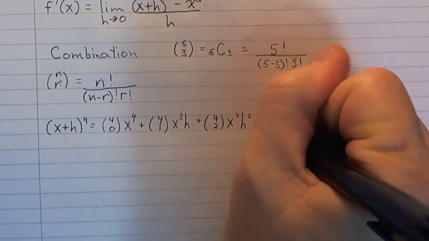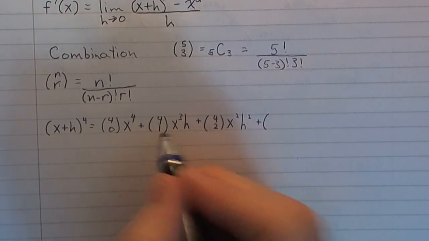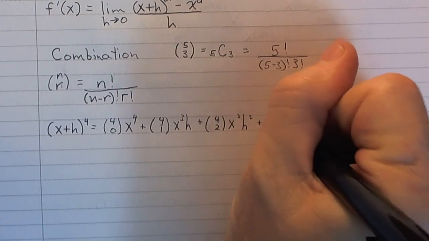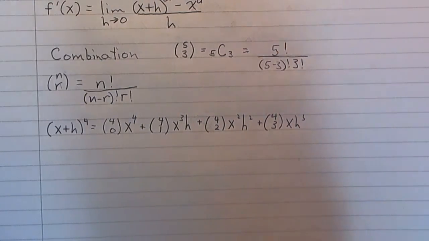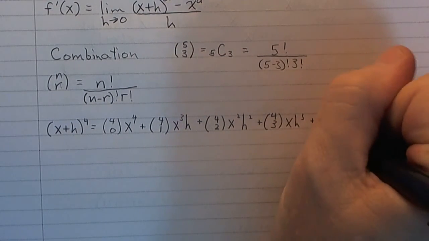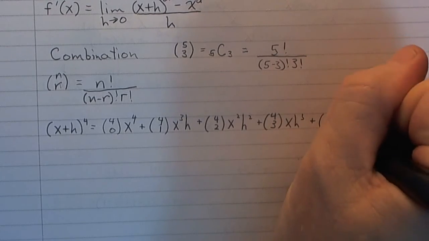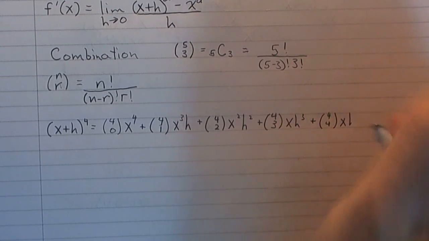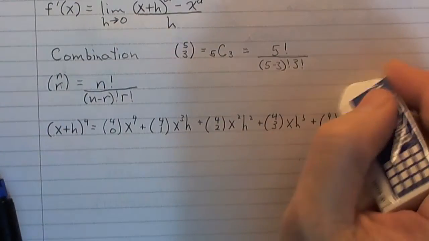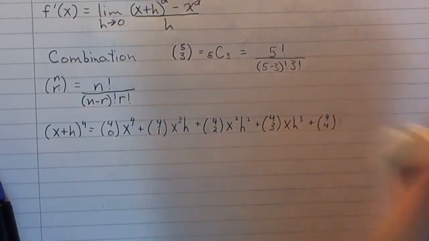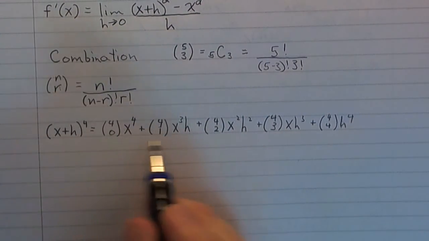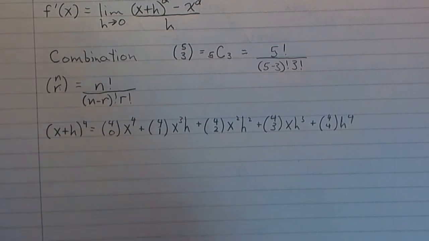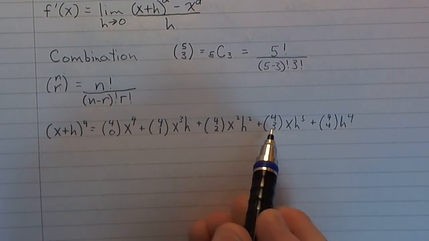And then you can see with the next, it goes 0, 1, 2. This is going to be 4 things taken 3 at a time, x h cubed. And then finally, 4 things taken 4 at a time, x to the 0 now. So this is just h to the 4th. This is one of the ways we can expand out a binomial. And these combinations generate the coefficients.